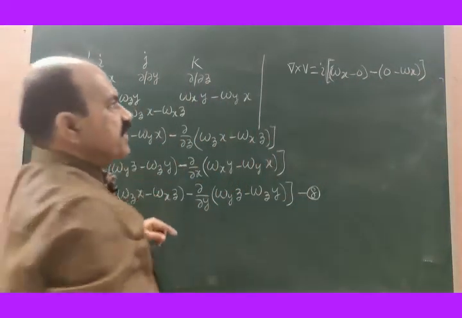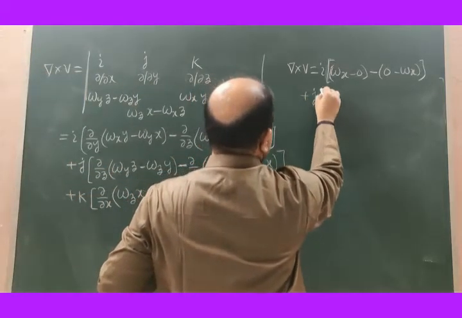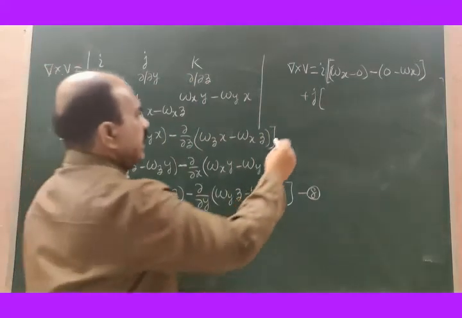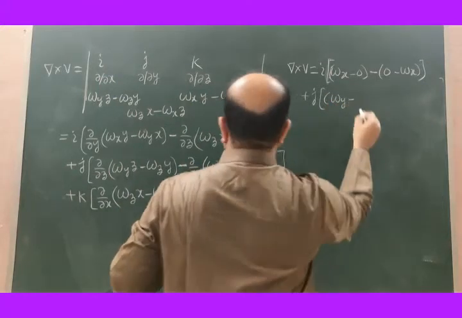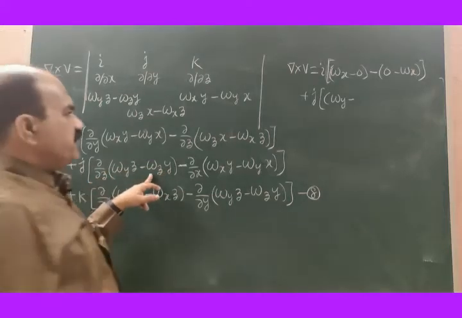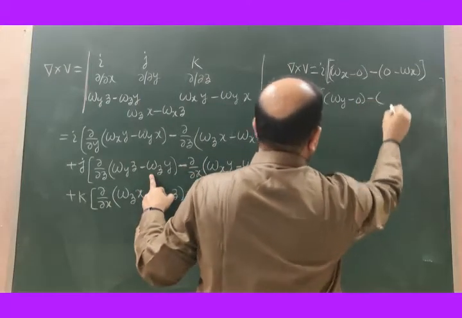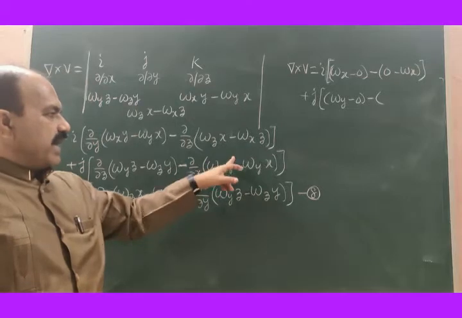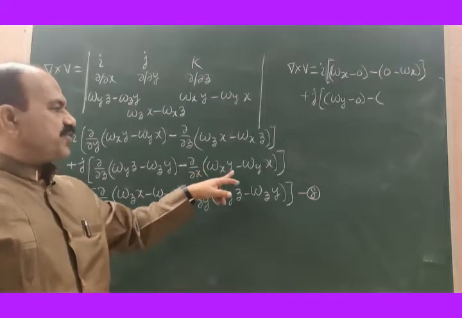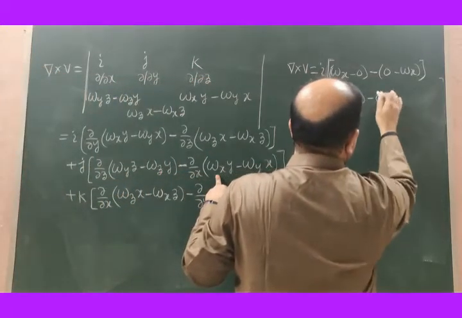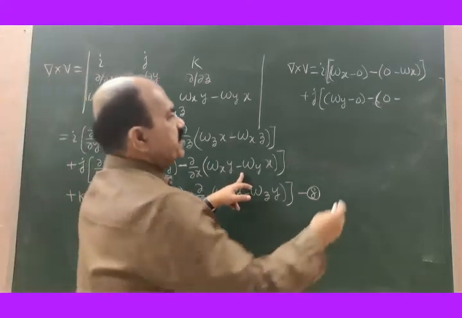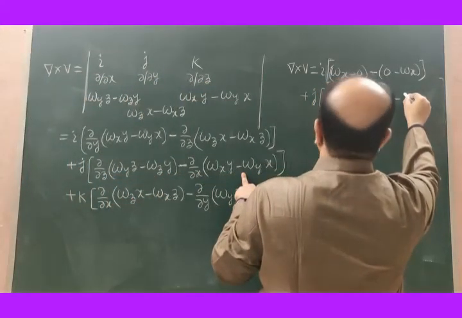First term completed. Second term, plus j times dou z by dou z, 1, omega y left, minus dou y by dou z, 0, as y is independent of z, so this will become 0, minus dou y by dou x, 0, as x, y, z are independent of each other, so dou y by dou x will be 0, so this will become 0, minus dou x by dou x, 1, what left, minus omega y.